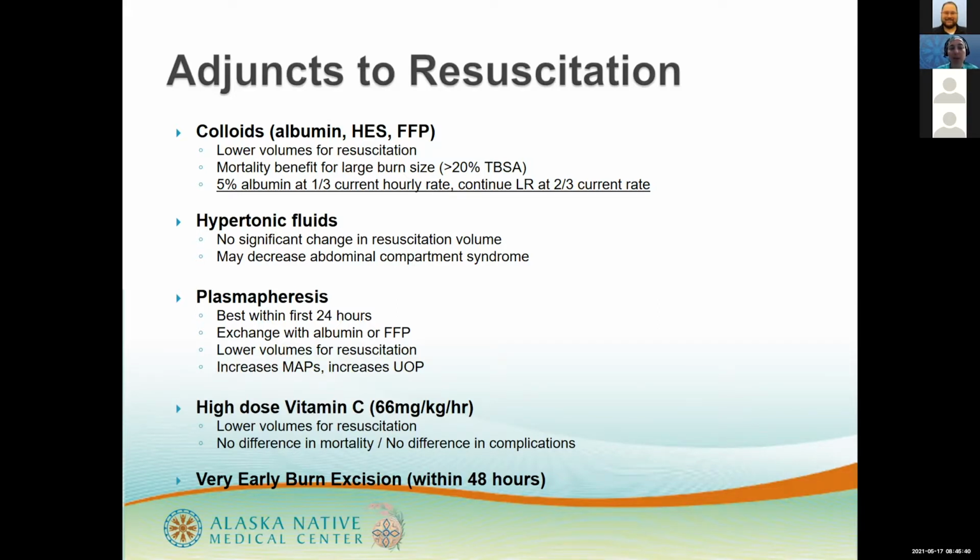And then this is what I call burn damage control. You can do very early burn excision within 48 hours. Typically we wait about 5 days before we're excising burn wounds. But in very extreme cases, you can excise that burn scar, and sometimes removing the source of the high inflammation changes can help your resuscitation.